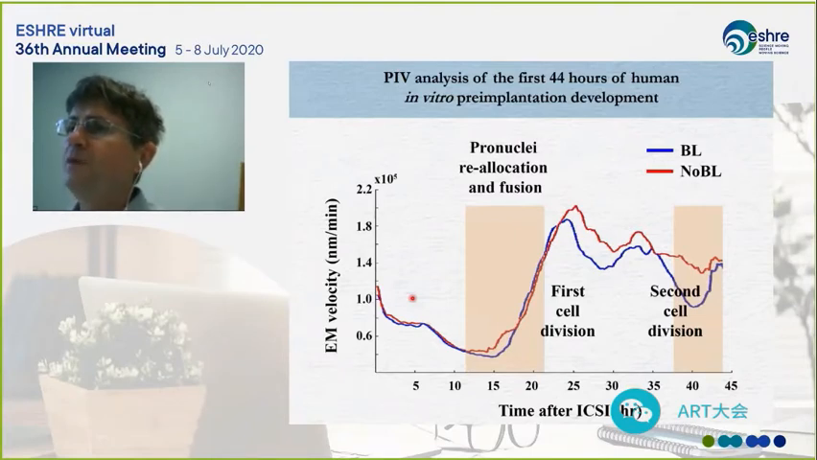Now, the two profiles are very similar, although at these time intervals, so before the first cell division and at the second cell division, they show a difference that is significant.